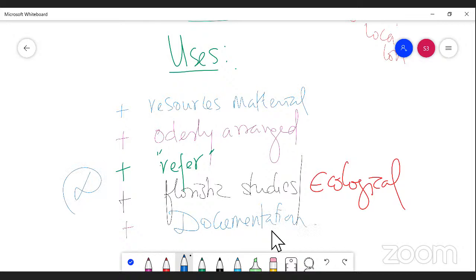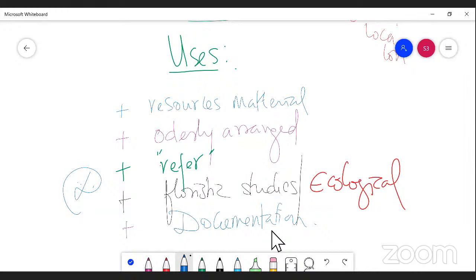So these are the uses of herbarium. Simply, the dried specimens are considered as herbarium, and herbarium provides resource material for research work and future studies. Second point: the herbarium is not only dried specimens, it is also a place where you can see orderly arranged plant voucher specimens. Voucher specimens also serve as a reference for future studies, right?